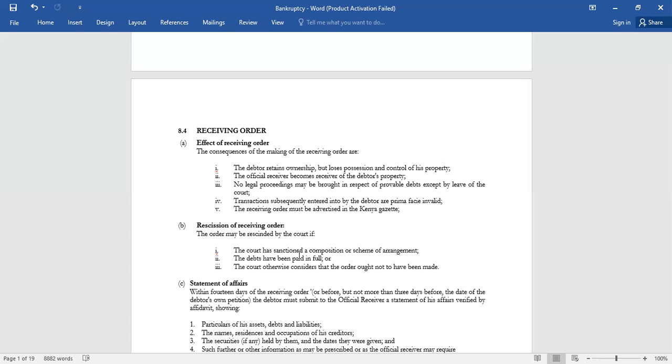If that is the case, then it will be rescinded. The receiving order will be rescinded. It will not be effected. Or the debts have been paid in full.